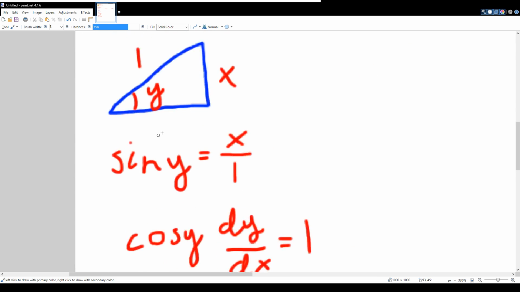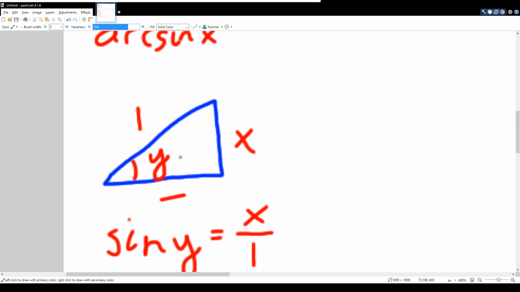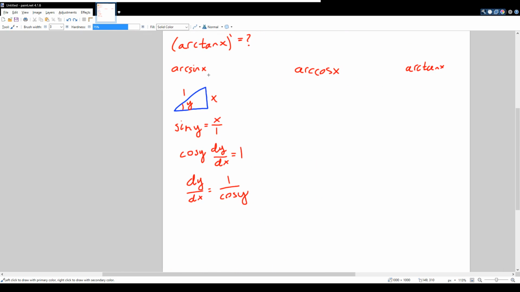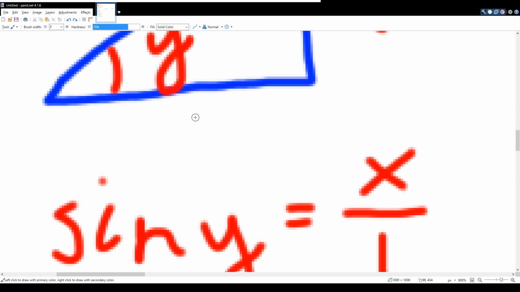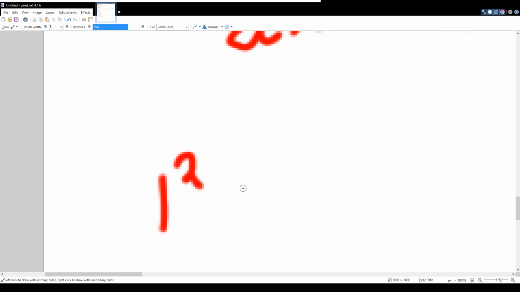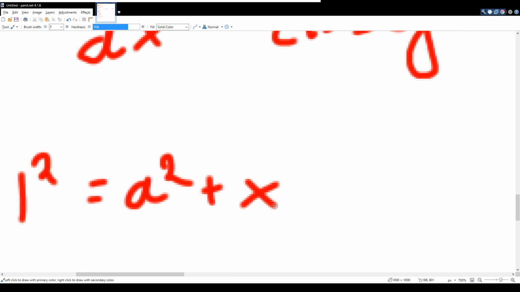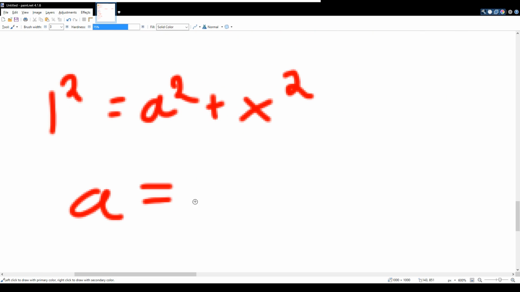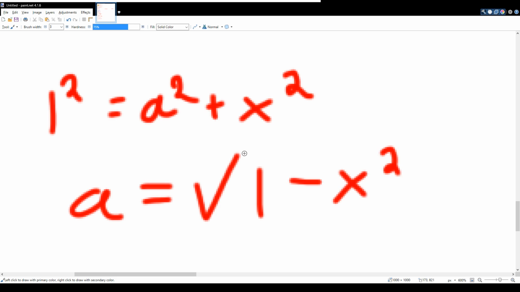Cosine of y is going to be this side over the hypotenuse. So we need to find this side using Pythagorean's theorem. So that means that we'll call this side a. This means that 1 squared is equal to a squared plus x squared. So a is simply square root of 1 minus x squared, given that a is positive, which we can tell by the drawing it is.